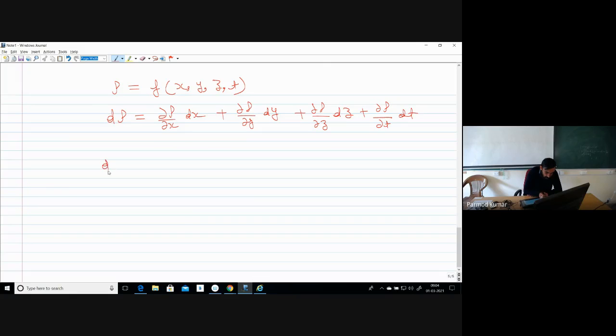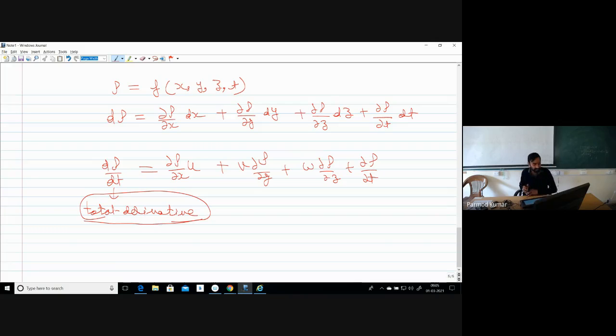Now if I take the total derivative d rho by dt, which is nothing but our total derivative, that becomes equal to del rho by del x into dx by dt, so dx by dt I can write as u, plus v times del rho by del y plus w times del rho by del z plus del rho by del t. So mathematically, whatever total derivative we calculate in our calculus is nothing but equal to the substantial derivative if we try to understand it from the physical perspective.